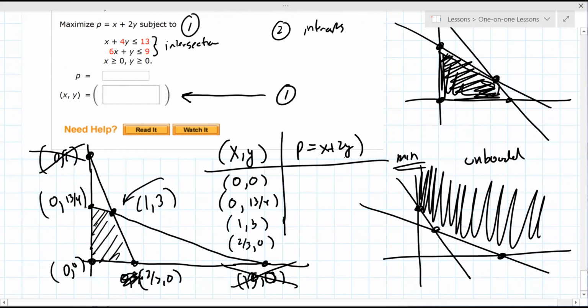I had to figure out which one is the best here. So this is 0, obviously. The second one is 2 times 13 over 4, so that's 13 halves. That's looking pretty good. The next one is 1 plus 6, that's 7. Ooh, so this ends up being 6.5. So there's your winner for your max there.